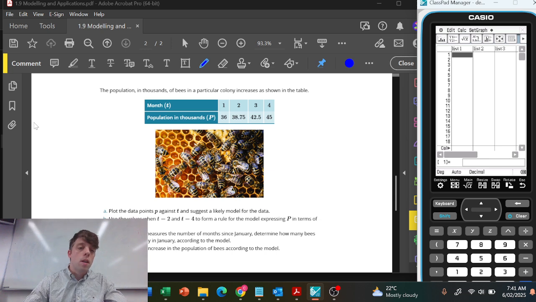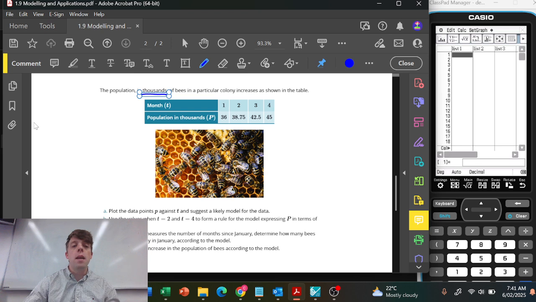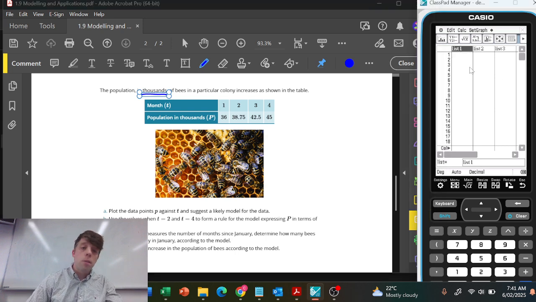So let's just remember the population, in thousands, of bees in a particular colony increases as shown in the table. So we've got month versus population. You might notice in the statistics screen, you can actually rename your list 1 and list 2. So I'm going to call this one T and this one capital P, and I'm just going to enter in the data. So I've got month 1, month 2, month 3, and month 4. And then there's 36,000 bees in the first one, 38.75 in the second one, 42.5 in the third one, and 45 in the last one.